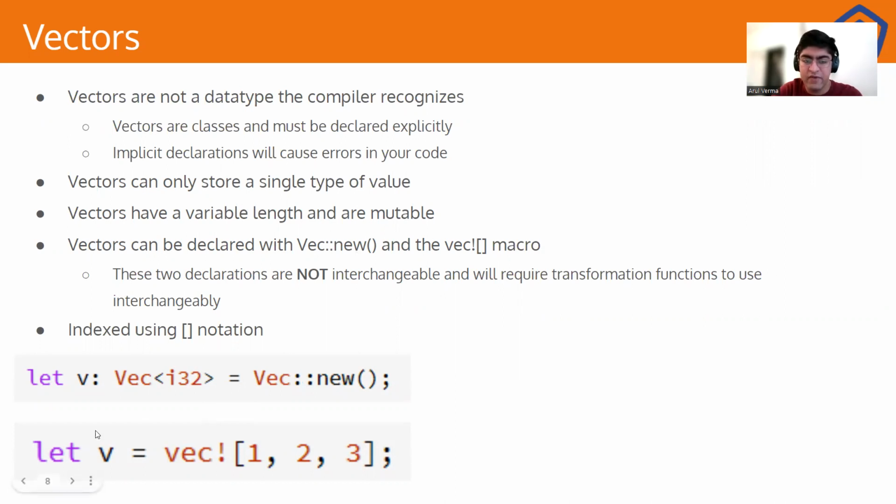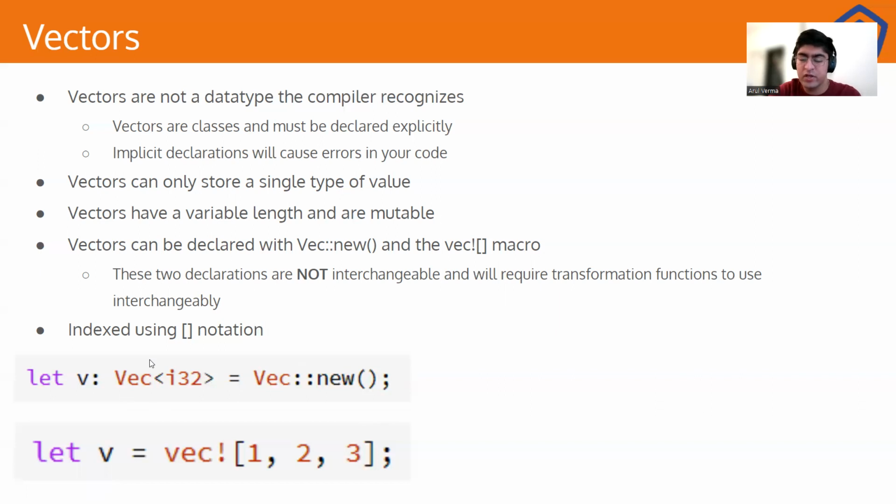Vectors are implicitly mutable. You don't have to use the mut keyword as far as I'm aware, although I would test that. And vectors can be declared with the keywords Vec::new, which is the function that's built into the vector library. Or you can use the vec square bracket macro, which is a macro made by programmers who have worked on top of Rust. However, these two declarations are not interchangeable. A Vec<i32> and a vec with the macro are not the same thing, fundamentally. And there is a transition function in order to transform a vec macro into a vector. So be aware of which one you're using.